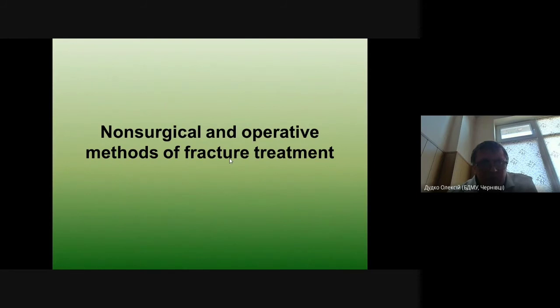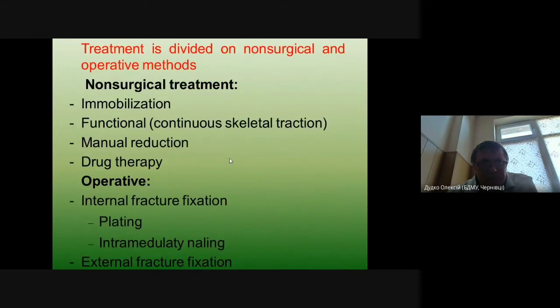So I would say that almost every fracture can be treated non-surgically and surgically. So in many cases we have few options. Just in very rare cases we have only one single option. Mostly we have few of them.